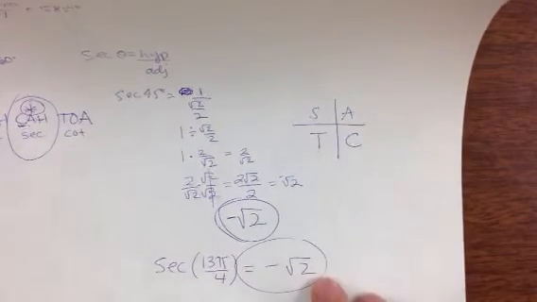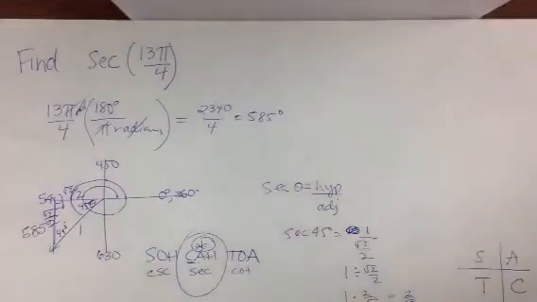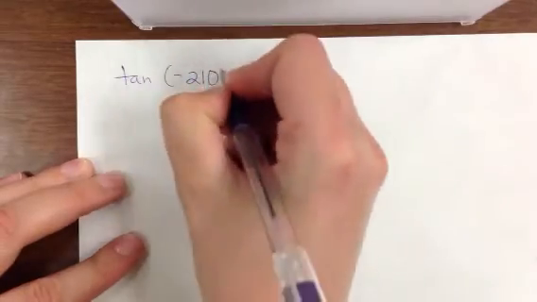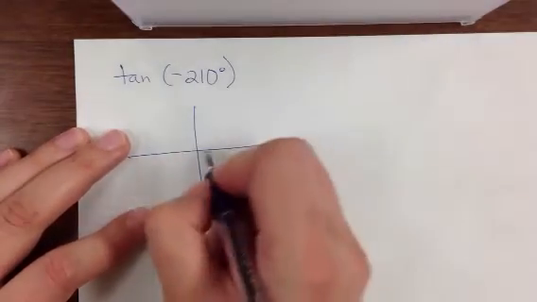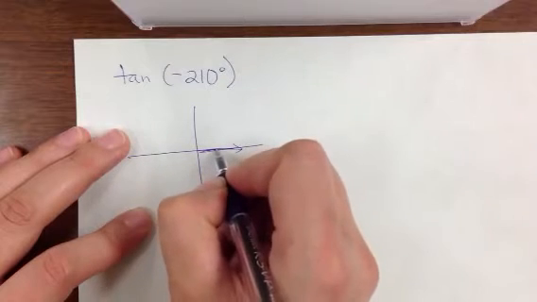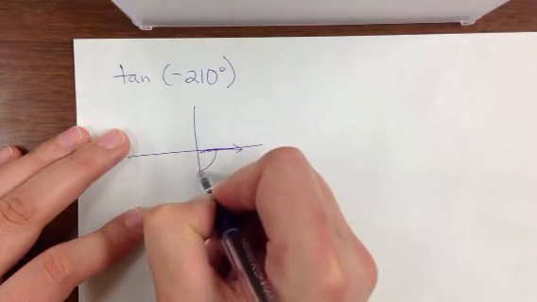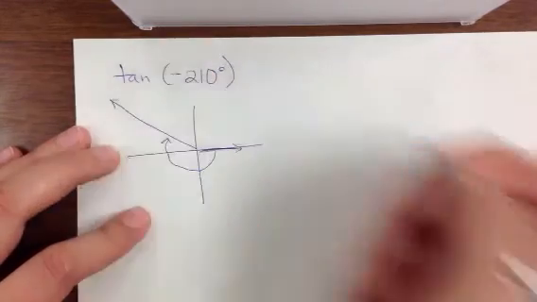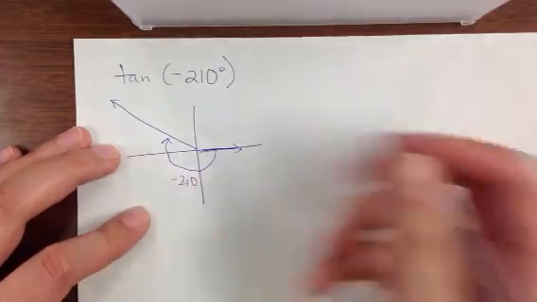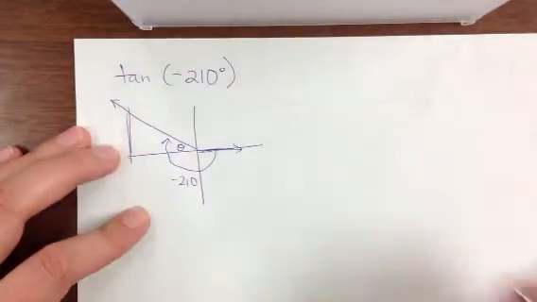Let's do another example here. Let's find the tangent of negative 210 degrees. Remember, if it's negative, I think about where my reference angle is going to be. If I have my initial side here, my terminal side is going to be going clockwise. This will be negative 90, negative 180. Negative 210 is going to be right up in the second quadrant. We're going to figure out what that reference angle is going to be.